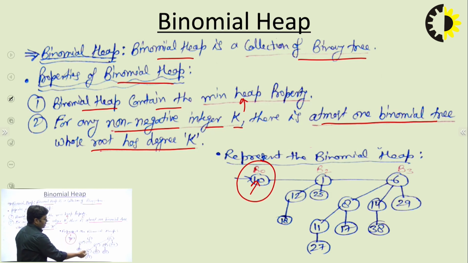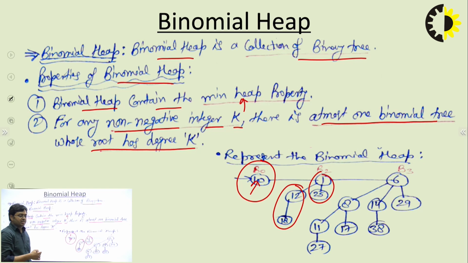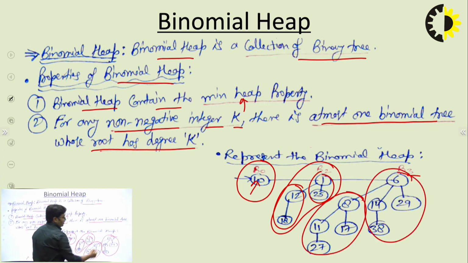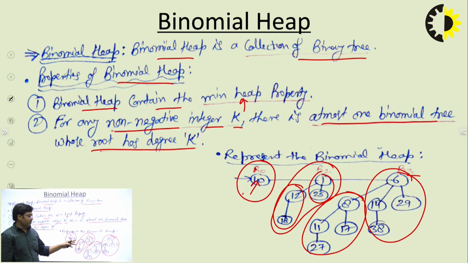This one has a total of 4 nodes, which means 2 B1s are there, so it is B2. This part is a level 2 binomial tree. And coming to B3, B3 is the combination of 2 B2s. So in this binomial heap we are having 3 binomial trees: one is B0, one is B2, one is B3.